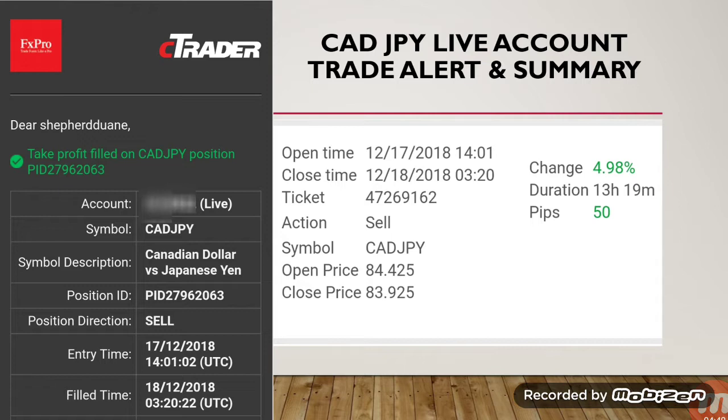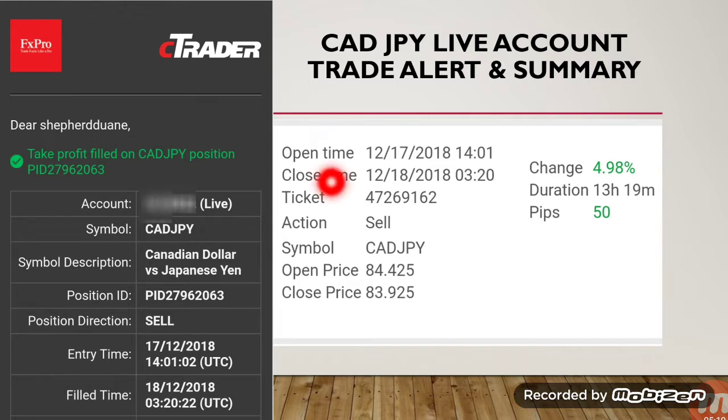Here was a recent example of this trading setup and this trading gain, where we captured 50 pips from the Canadian Japanese yen, and this represented a rate of return of 4.98% on my live account, which for many of you traders could have represented a rate of return of anywhere between 2% and 5%, depending on the level of risk that you would have taken for this trade.